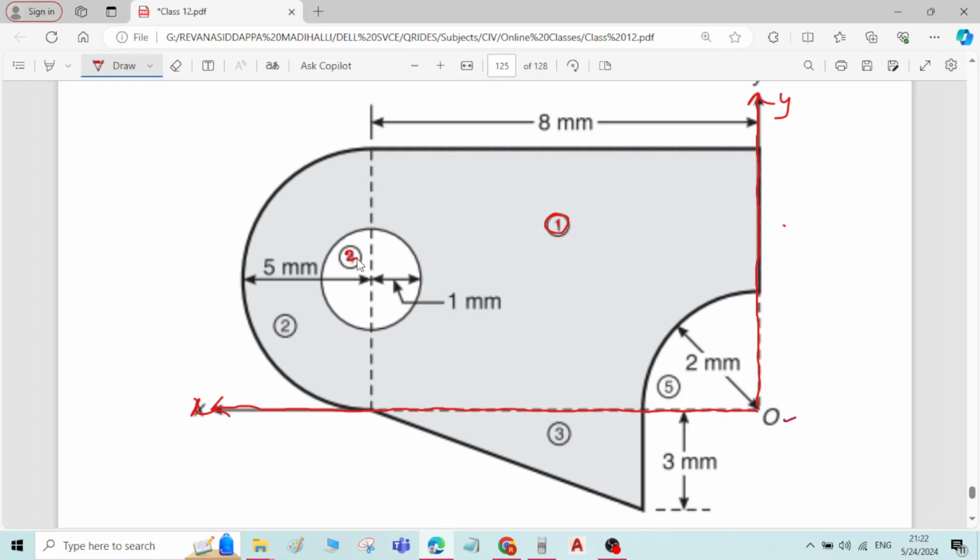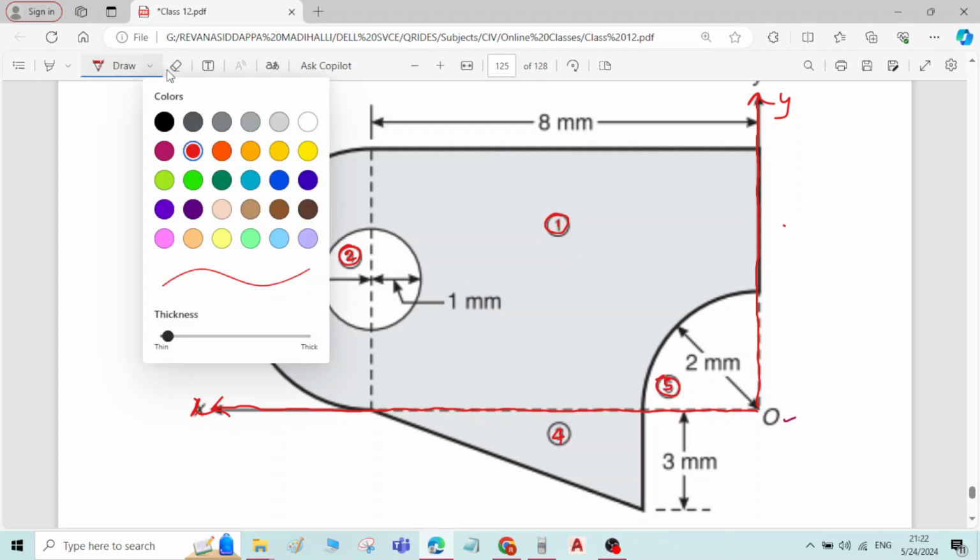Now what I will do, I will call this rectangle component number 1, the circle component number 2, the semicircle component number 3, then the right angle triangle component number 4, and the quadrant of the circle component number 5. Now we will write all the formulae for each and every component.